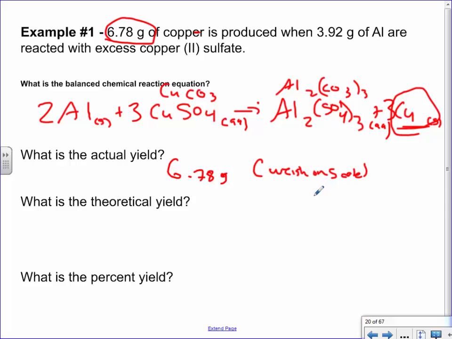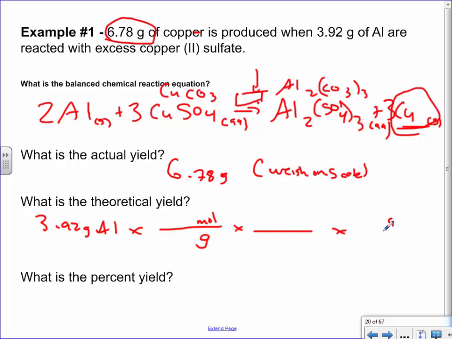Okay. The theoretical yield, though, is how much could we have gotten if it had a 100% over our arrow? We're assuming that this is 100%, but that's not always the case. So let's find out what this percentage right here on top of the arrow should be. To figure out the theoretical yield, now we do the stoichiometry like we normally do. So if we started with 3.92 grams of aluminum, we need to divide by aluminum's molar mass. We need a ratio, and then we need to use a molar mass for whatever it is that we turn it into.